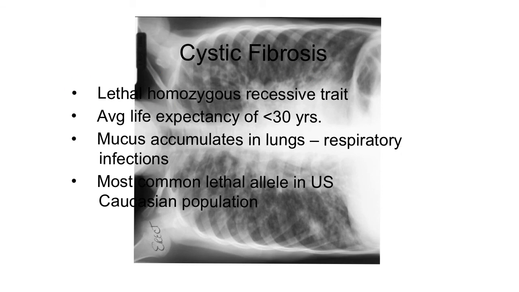Like I mentioned before, recessive lethal alleles are more common because usually dominant ones die out of a population before they're able to reproduce and pass on that allele. Cystic fibrosis, the life expectancy is around 30 years potentially, or less than 30 years I should say, but in that time an individual can reproduce and pass on their alleles, even if they're homozygous recessive. Cystic fibrosis is the most common lethal allele in the US.